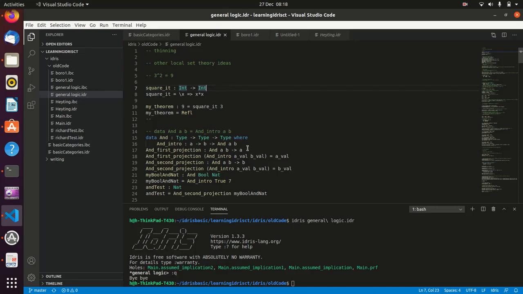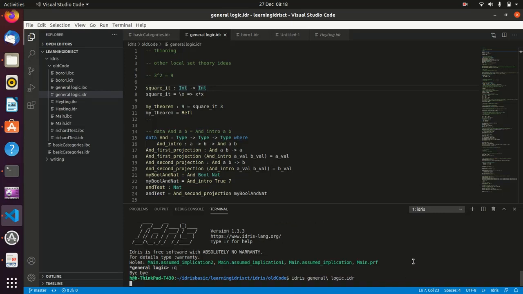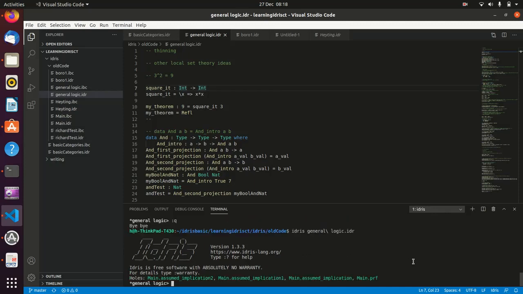I've written some code here and I've gone to the proper directory and let's run it. So we do idris and then the file name, .idr is the extension. And so I've run this and now I can run these different commands. So here, for example, I made this function which takes in an integer and outputs an integer. And this is the definition of a function. So this here basically means lambda x dot.